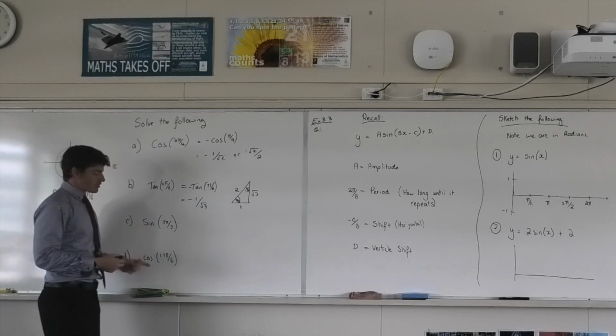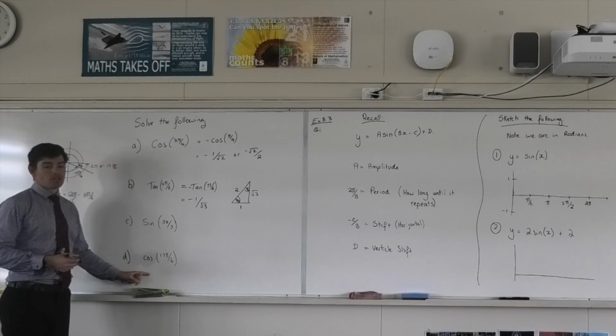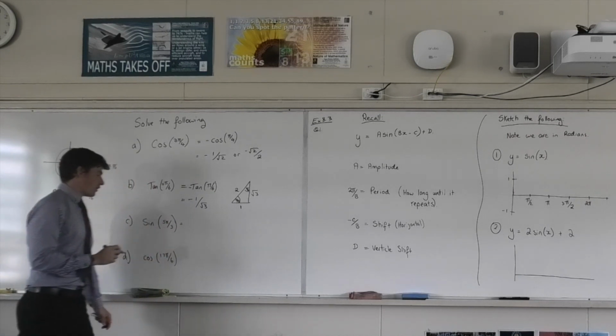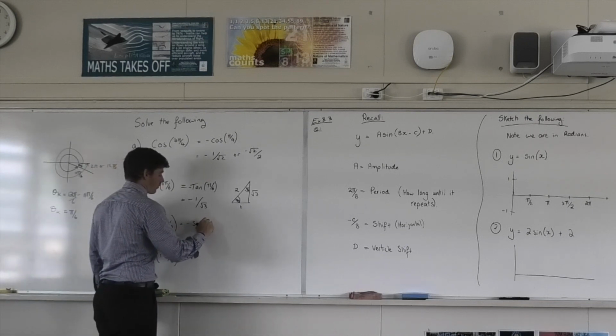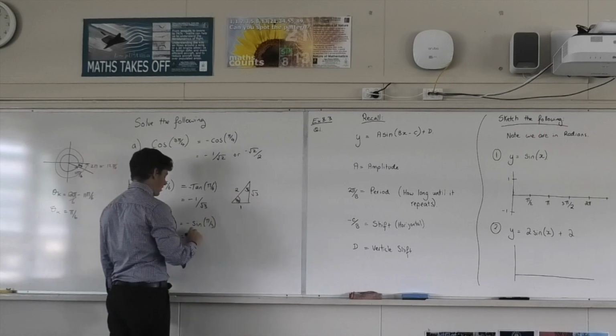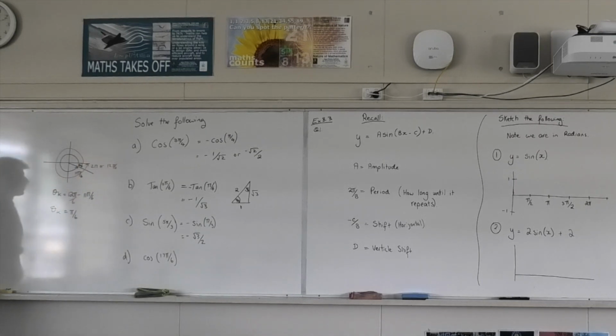Do you want me to go through these slowly or quickly? Maybe I'll go through this one quickly and then the last one a bit more slowly. 5 pi on 3, that's in the last quadrant, so it's equal to negative sine of pi on 3. I've already got the same triangle up. That equals root 3 on 2, so it's going to be negative root 3 on 2. Cool?